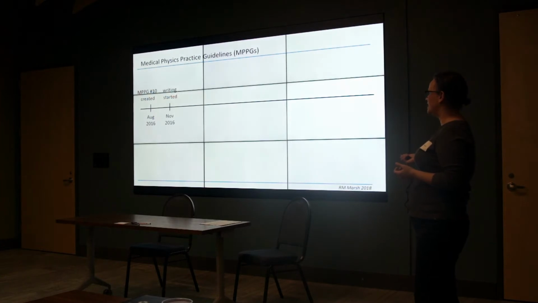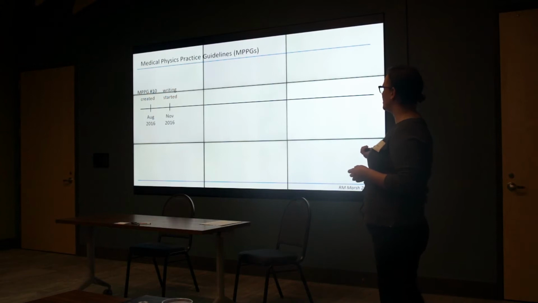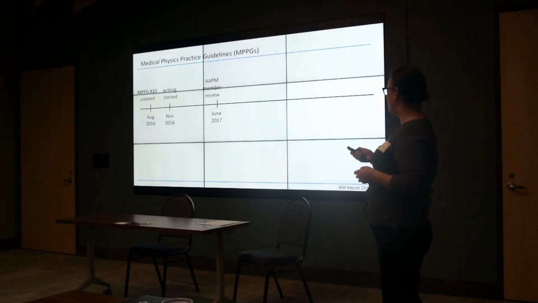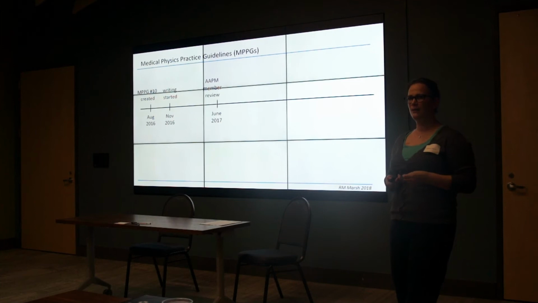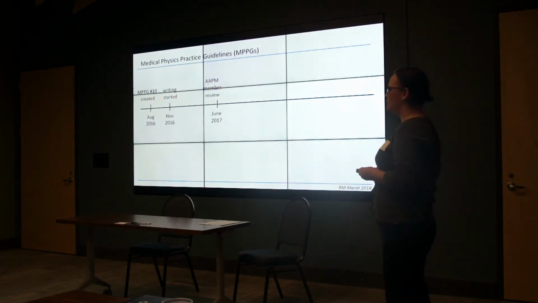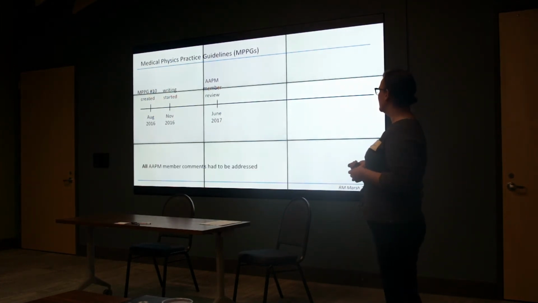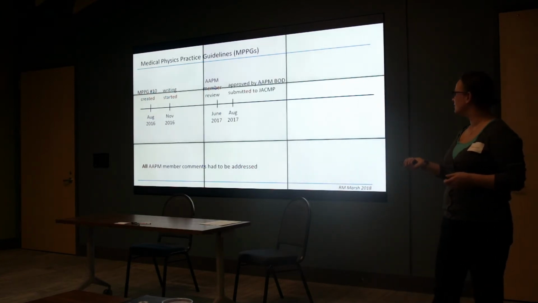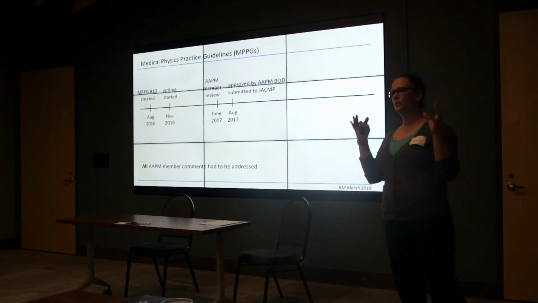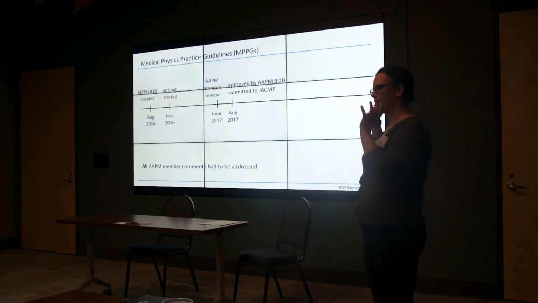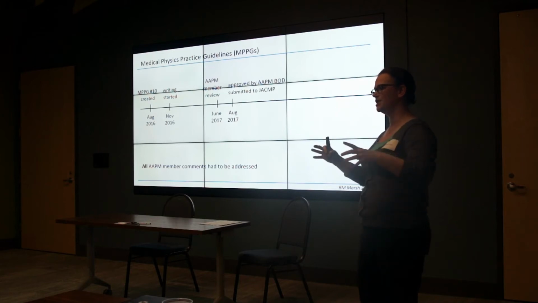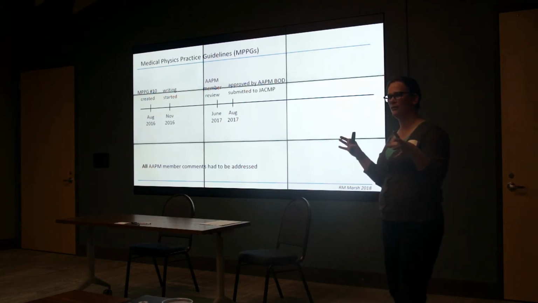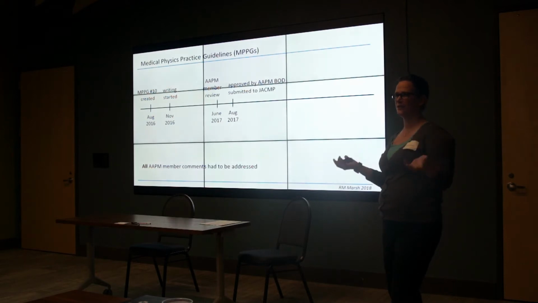So here's kind of a timeline. The task group was created and approved by APM. We started writing in November of 2016. It went out for member review in June of 2017, so I don't know if any of you made comments or not. The other thing that I think is worth pointing out is that all of the APM comments have to be addressed. So what happens is the task group, or whether it's a TG report or an MPPG, when that goes out for comment, you should all get emails saying, hey, this is out for review, read through it, make your comments if you want.